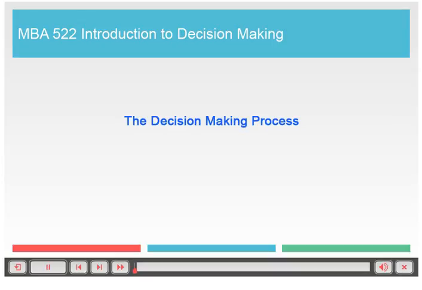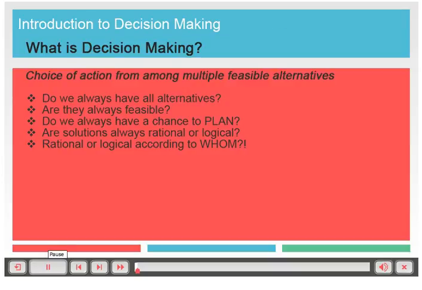Welcome. This is MBA 522, and this lecture is Introduction to Decision Making, as we talk about the decision-making process and specifically how we make ethical decisions. So we just listened to that little video clip about Jonah Lehrer and some of the challenges that he had with making decisions. So let's go to the formal definition.